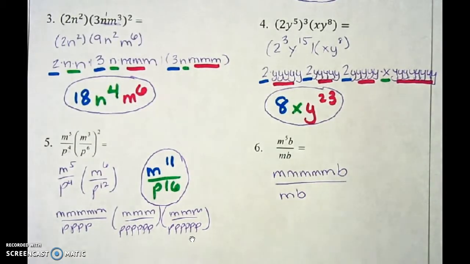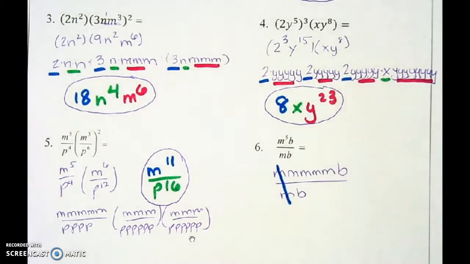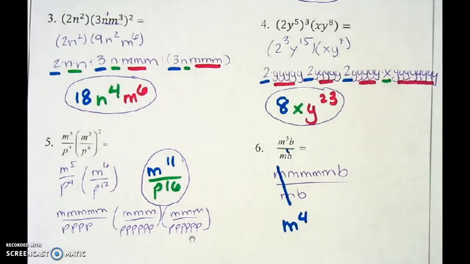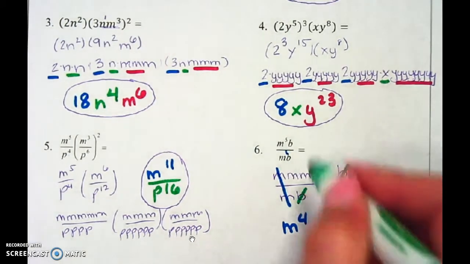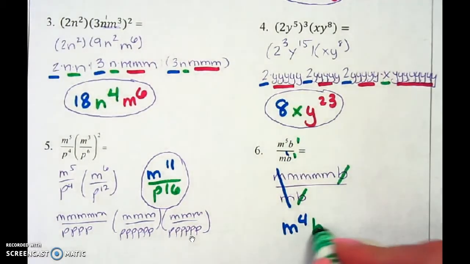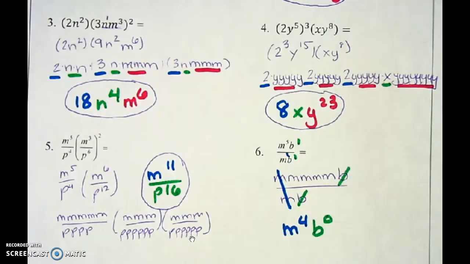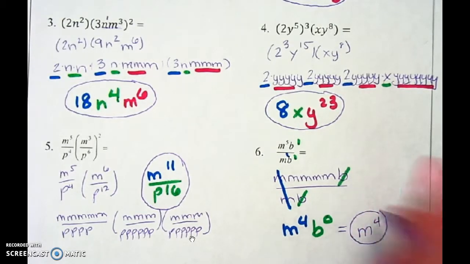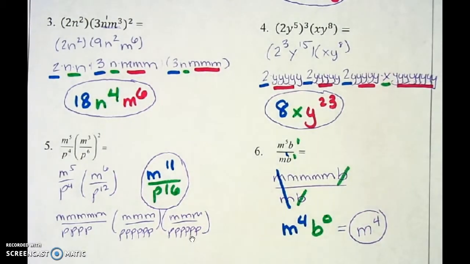So with my m's, I had 5 on top with 1 on the bottom. So you can add the 1 there if that helps you. 5 minus 1 would leave me with m to the 4th. For my b's, I had 1 on the top, 1 on the bottom, so there's actually nothing left. I could write b to the 0, but that just means 1. Okay, so I could say my final answer then is just m to the 4th power. Anything to the 0 is 1, so you don't have to write that down. They cancel each other out.